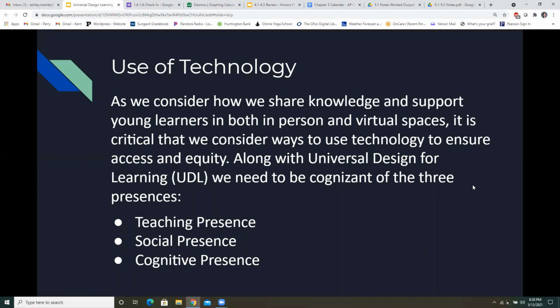So along with universal design, there are three presences that would be nice to touch upon. Unknowingly, you have been exposed to two of these today so far in the presentation. One is the teaching presence and the other is the cognitive presence. We will not touch upon the social presence too much because that aspect depends on whether you're in high school or whether you're in college.